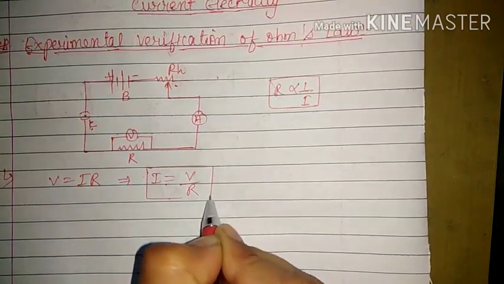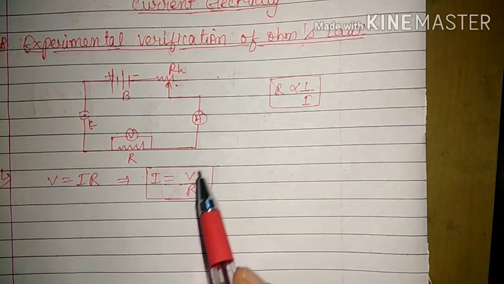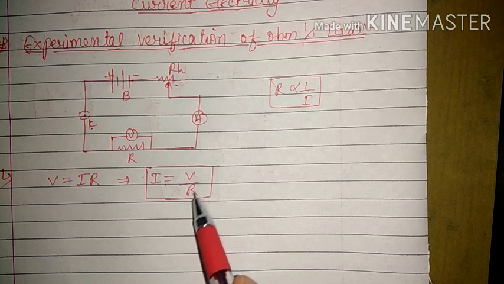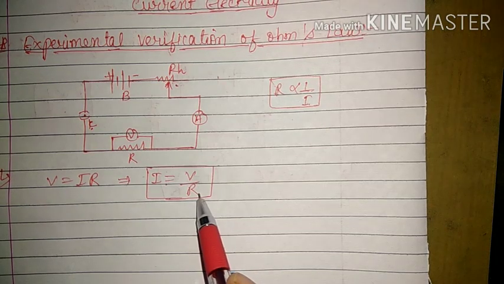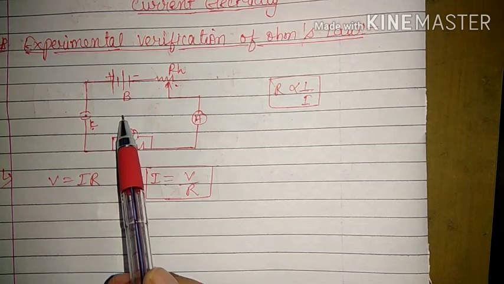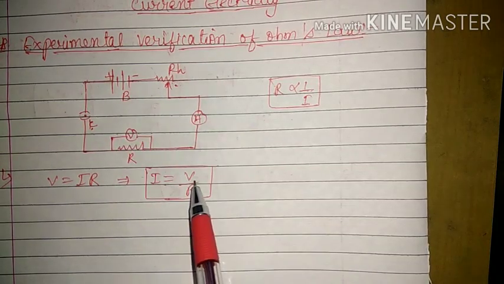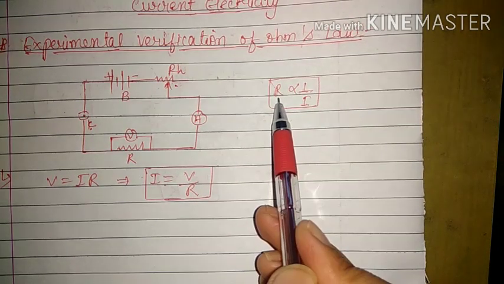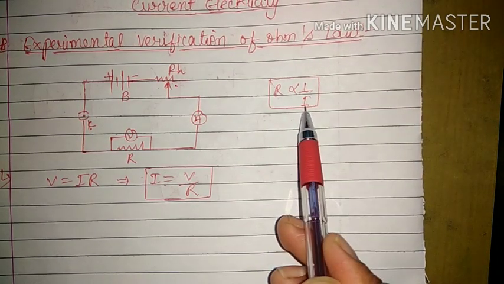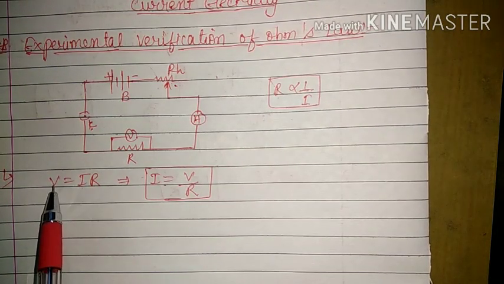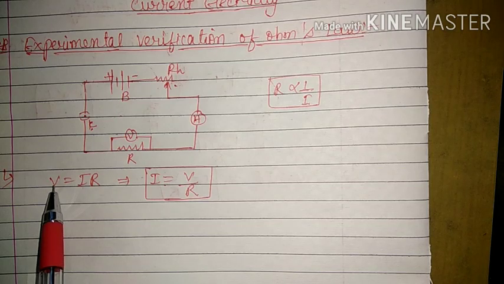That means to change the value of current in the circuit, you have two ways. First, change the value of potential difference. Second, change the value of resistance. But it's not always possible to change the battery or cell connected here again and again. So we avoid this method and use the other method. If we change the value of resistance, the value of current will automatically change, and then the value of potential difference will change. And this is actually our Ohm's law.